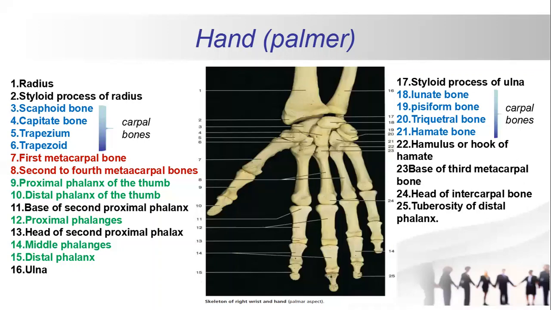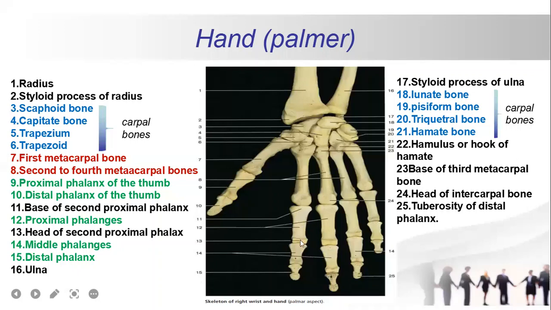We have number 11, the base of the proximal phalanx. Remember, this is the base. Number 12, we have the proximal phalanx, just as number 9, which is the proximal. Number 12 is the proximal phalanx of the second, third, fourth, and fifth. So this is the base.